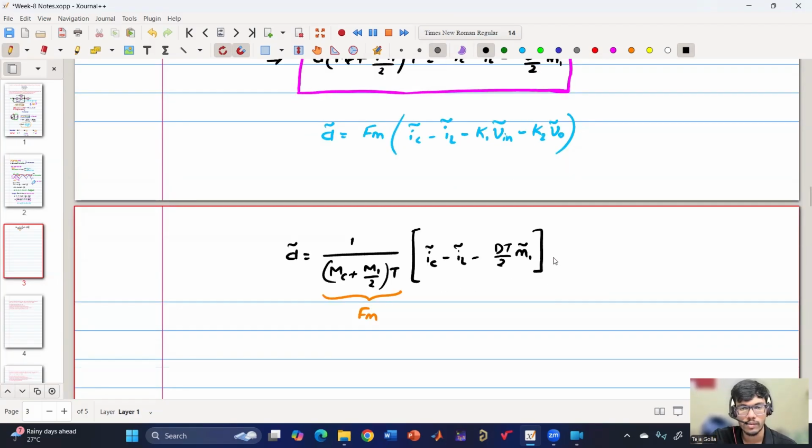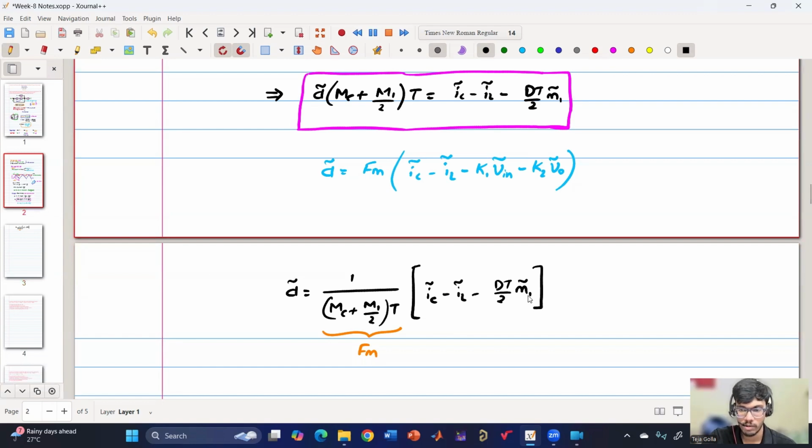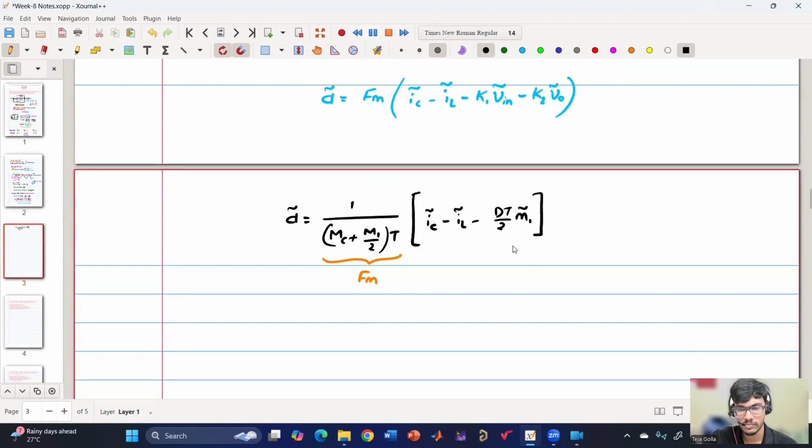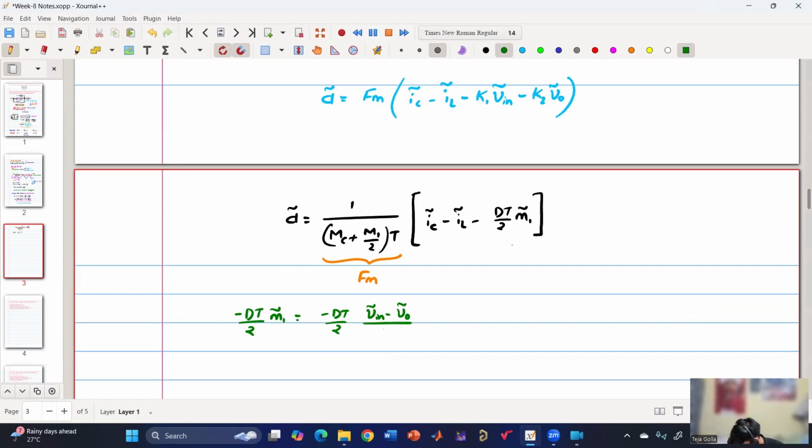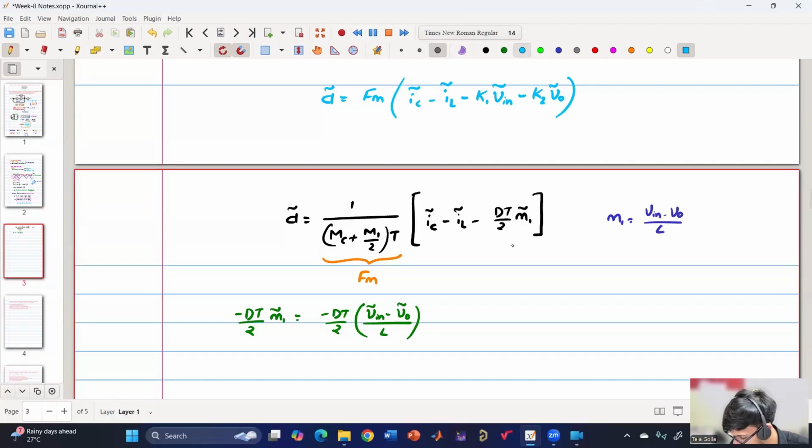Yes, sir. Okay. So now what I will do is, we know what M1 is for a buck converter. So I'll expand this: minus dt by 2 into M1 perturb is equal to minus dt by 2 into Vin perturb minus V0 perturb by L, right? In a buck converter, M1 equals Vin minus V0 by L. So I can write this expression, right?